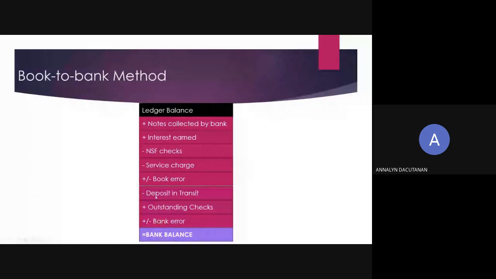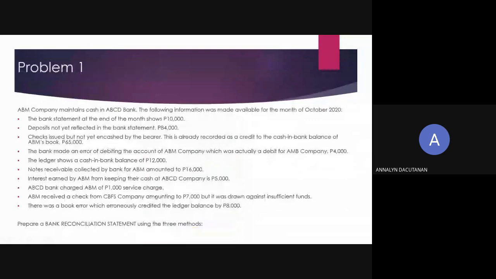Okay, so much for the theories, guys. Let's start with the problem so you can understand it better. ABM company maintains cash in ABCD Bank. So ABM company has money in ABCD Bank. They opened an account. The following information was made available for the month of October 2020.